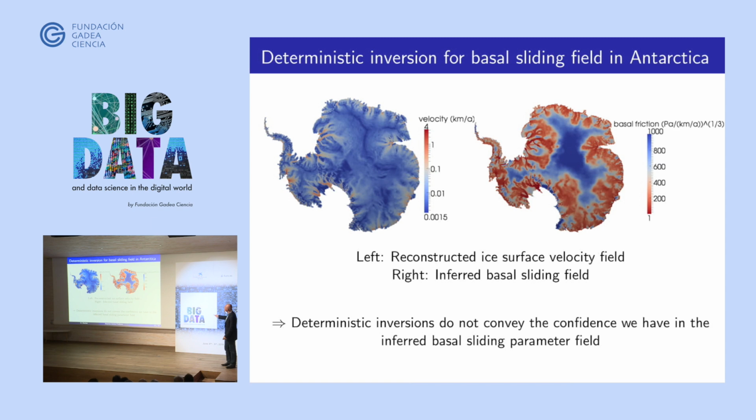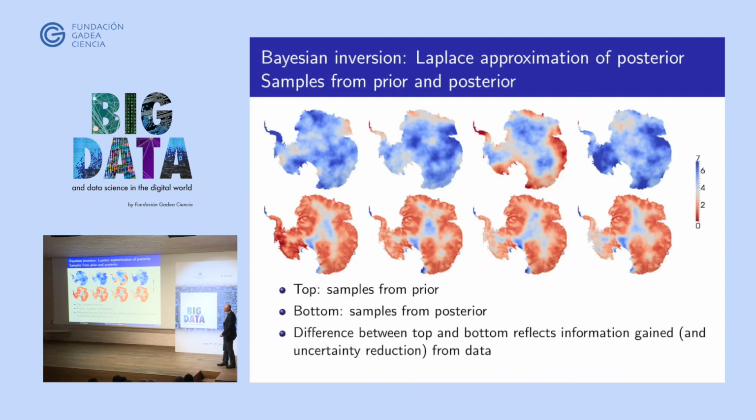All right, but what does this tell us? This doesn't tell us about the confidence we have in the solution. We have to go to the Bayesian solution. So this is actually just a Laplace approximation of the posterior. So this is essentially going to the MAP point and using the inverse of the Hessian to estimate the covariance. It would be exact if it were a linear inverse problem. Here it's just an approximation.